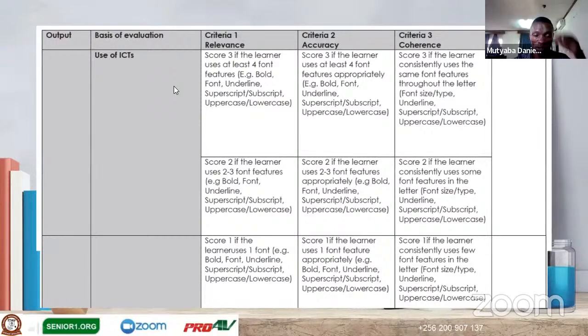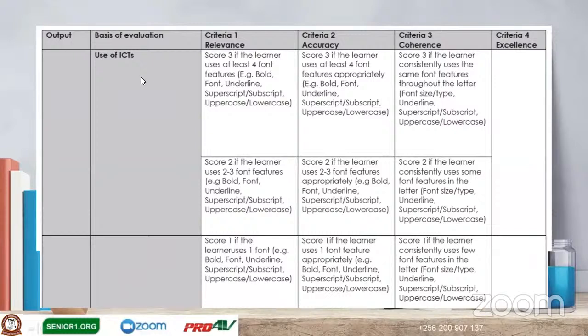The best number 2 is use of ICTs. Since we extracted this activity from ICT, here we shall expect the ICT. If I'm picking ICT, I would love to look at the elements of ICT besides a message. I'll look at how the learner has bolded. Has he been able to underline, subscript and superscript, uppercase and lowercase? I check the accuracy: is the underline accurately done? The superscript?